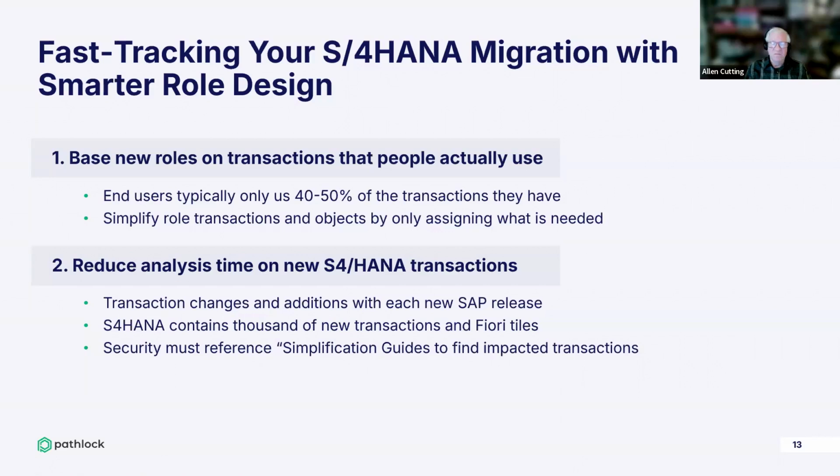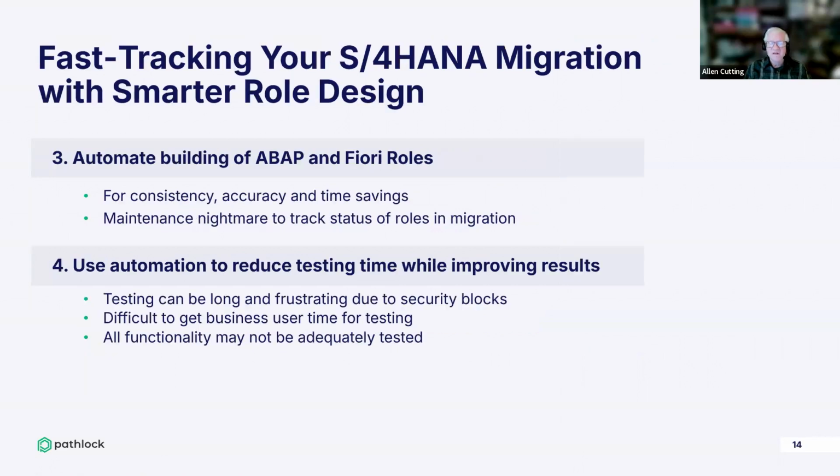So that's another way. A third way is to automate your building of ABAP and Fiori roles. It'll give you better consistency, accuracy, and time savings. It'll also help you keep track of the status of your roles in the migration process. If you've got it automated, it'll be much easier to just go ahead and automate the status as well. And finally, use automation to reduce your testing time and improve results.